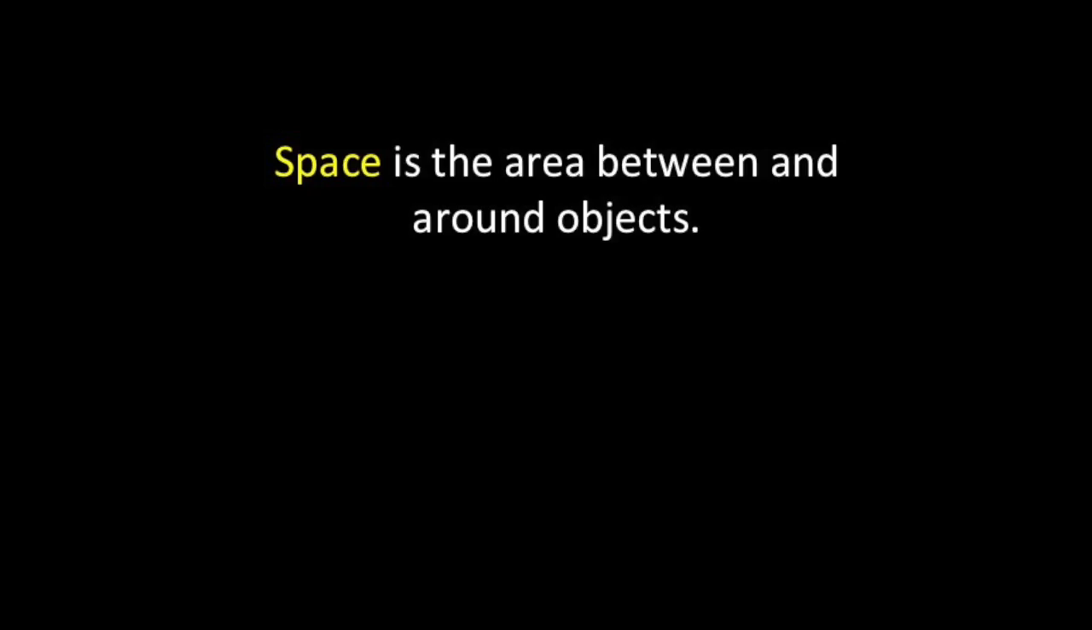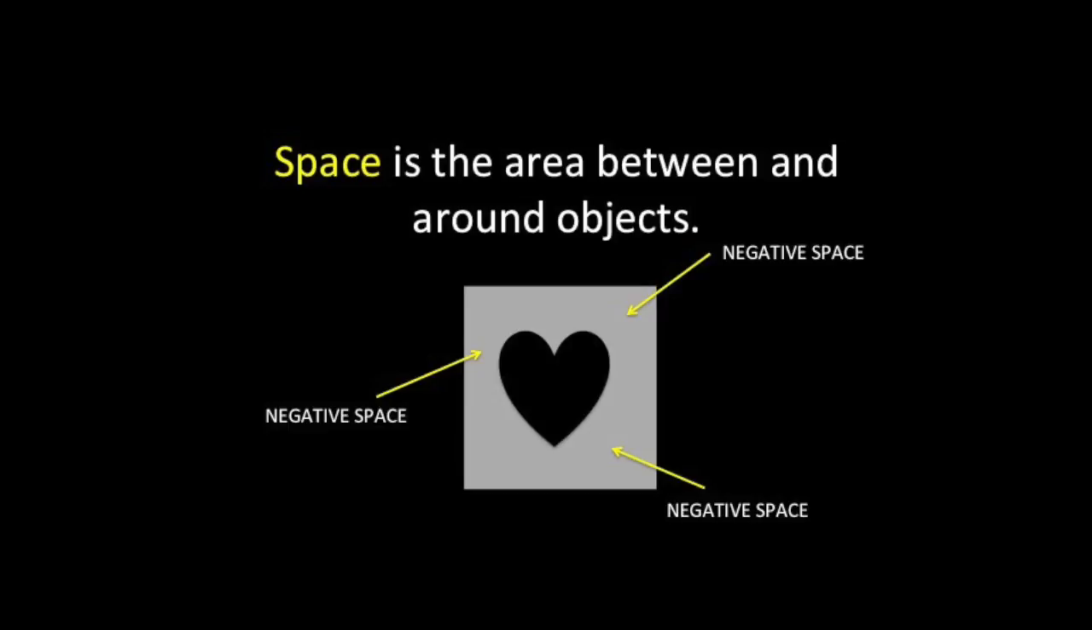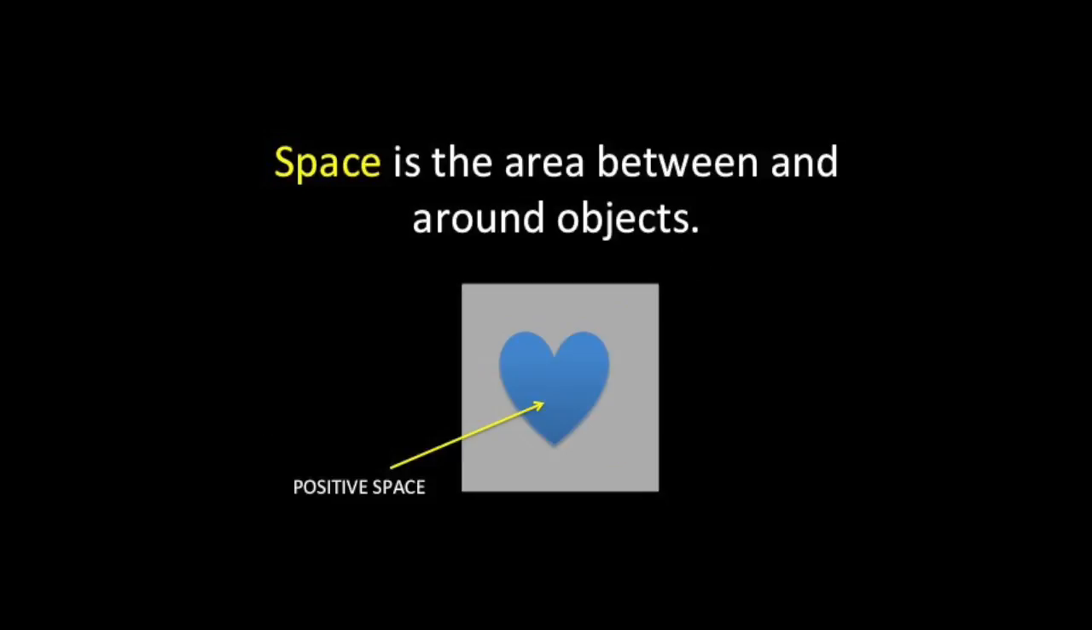Space is the area between and around objects. The space around objects is often called negative space, and negative space also has shape. The shape that objects take up is called positive space. Positive space contains shapes as well.